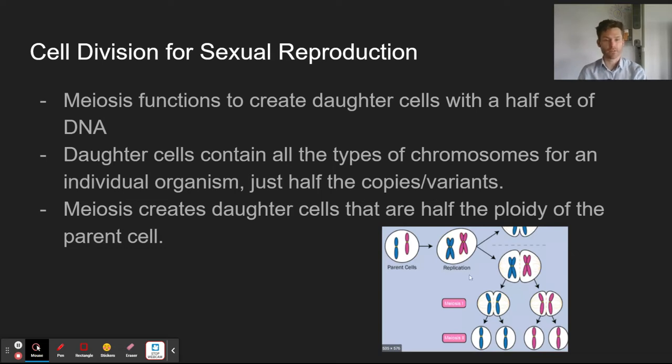So we have this diagram. We start with a parent cell. It has two of these chromosomes, right? Because it is diploid. This is just an organism that has one type of chromosome, diploid. We have S phase makes a copy of each. And so we have the sister chromatids attached.